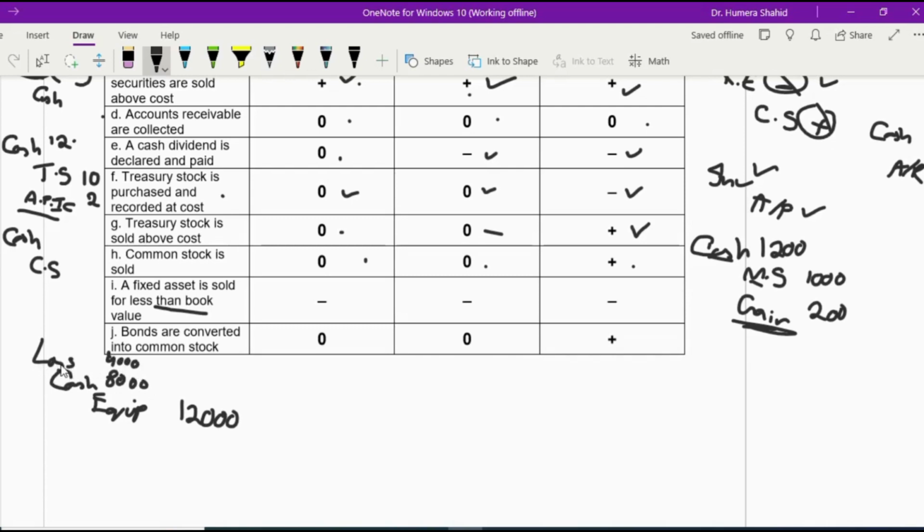This loss on sale of asset is going to decrease your net profit. Net profit decrease is going to decrease your retained earnings. Retained earnings decrease is going to decrease total owner's equity.